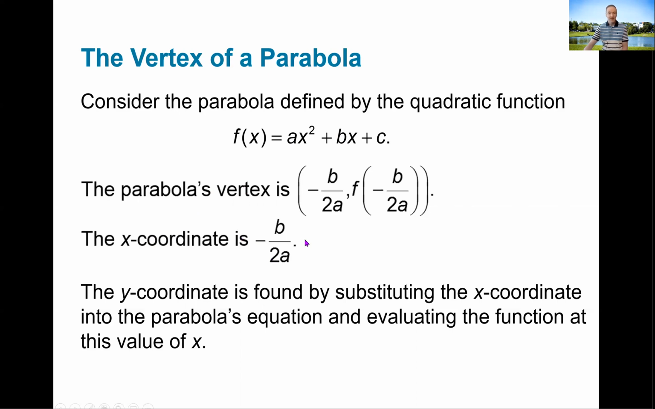So if it's ax squared plus bx plus c, the x value of the vertex is at negative b over 2a. Now, once you find the x value of the vertex, we know the y value: it's just your function's value at that specific x value. So we can plug in f of negative b over 2a, and it comes out pretty easily.